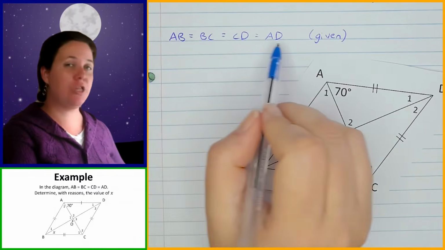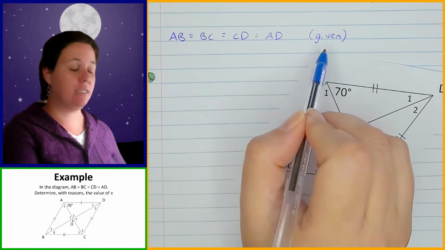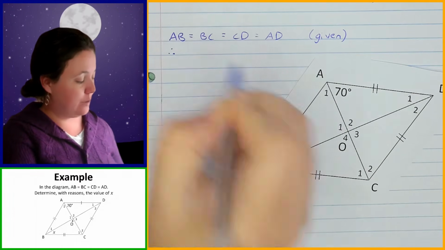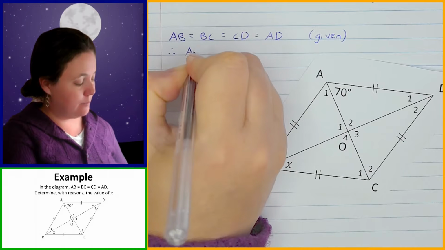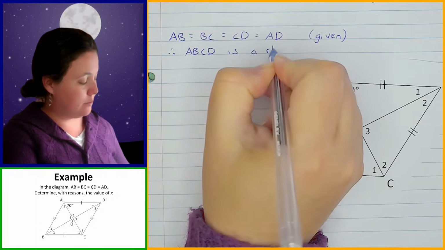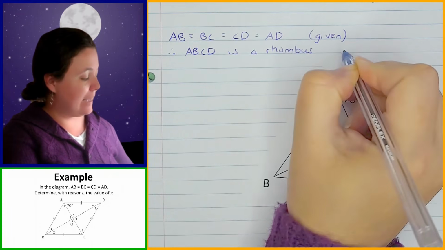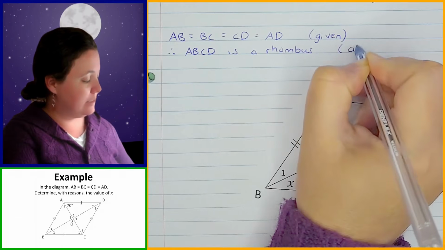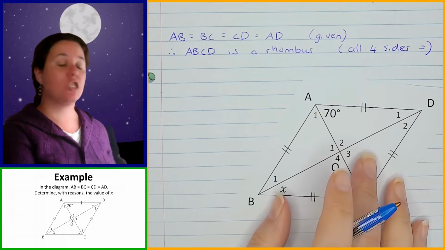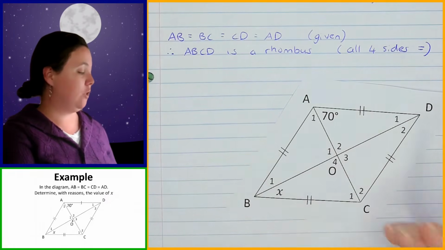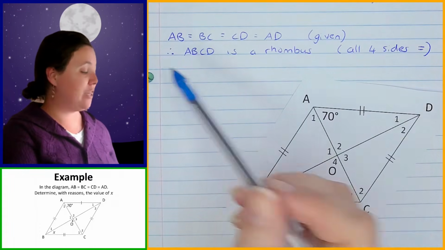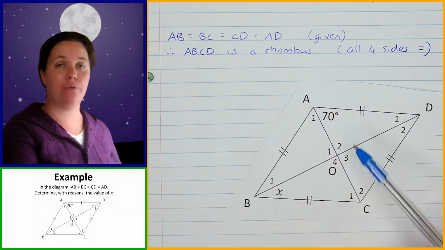Okay, so I first write down the information and how I know it. That will help me to identify what type of quadrilateral it is, and then I can say, therefore, ABCD is, in this case, a rhombus. And I need to give my reason, which is that all four sides are equal. Okay, so when you are identifying the type of quadrilateral, you first write down the information that helps you to know what it is, and then you state what it is and you give the reason for it.